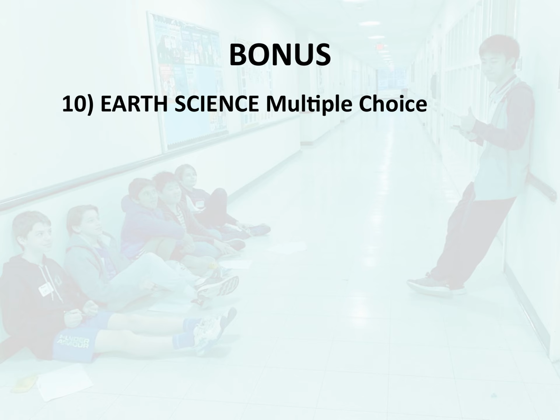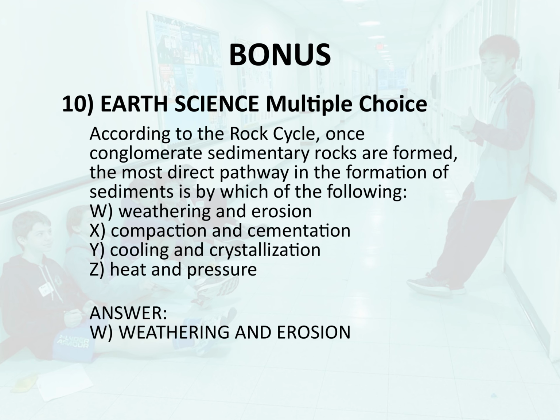Bonus 10. Earth science. Multiple choice. According to the rock cycle, once conglomerate sedimentary rocks are formed, the most direct pathway in the formation of sediments is by which of the following? W. Weathering and erosion. X. Compaction and cementation. Y. Cooling and crystallization. Z. Heat and pressure. Answer. W. Weathering and erosion.